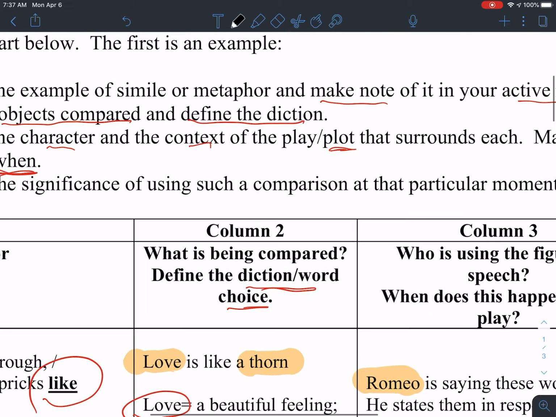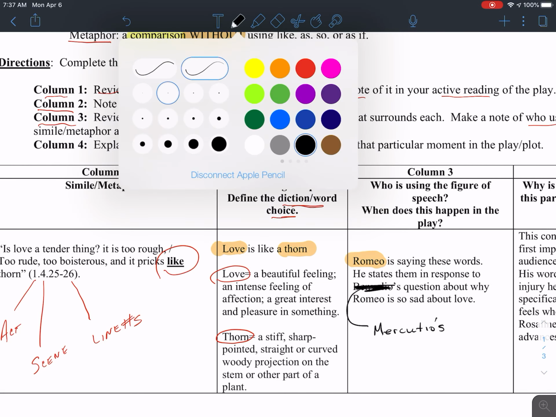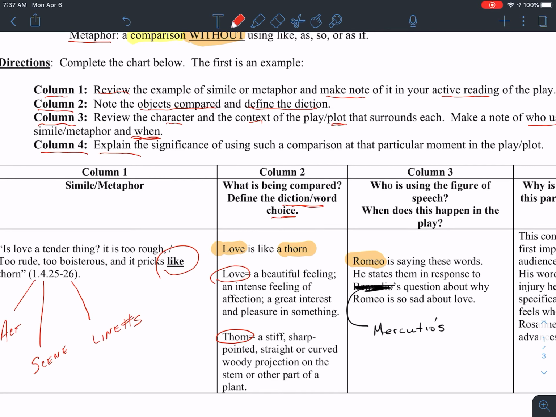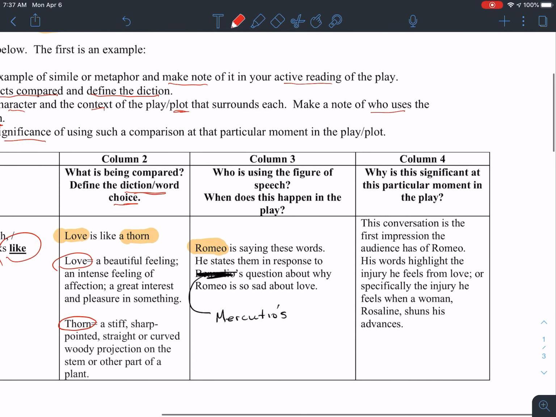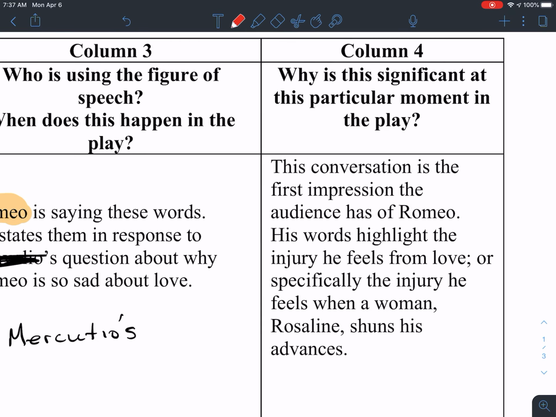And for column 4, once you've finished column 3, you want to explain the significance of using that comparison at that particular moment. And here, the actual significance still applies, even though I got the conversation participants incorrect the first time. This conversation is the first impression the audience has of Romeo. His words highlight the injury he feels from love, or specifically the injury he feels when a woman, Rosaline, shuns his advances. Well, we might have to edit this part right here.